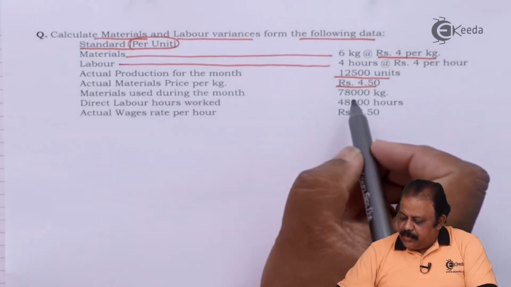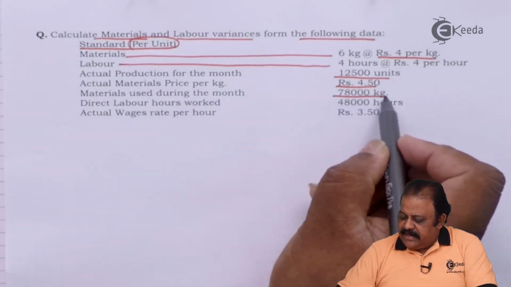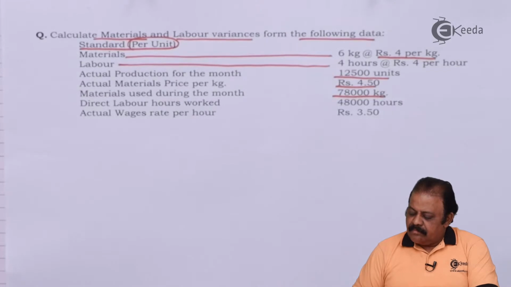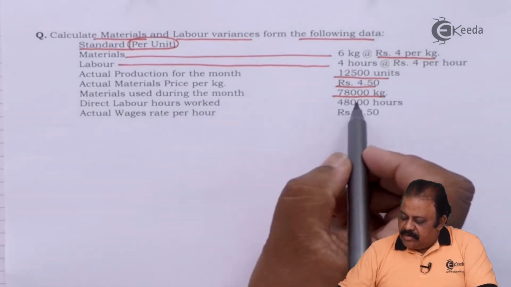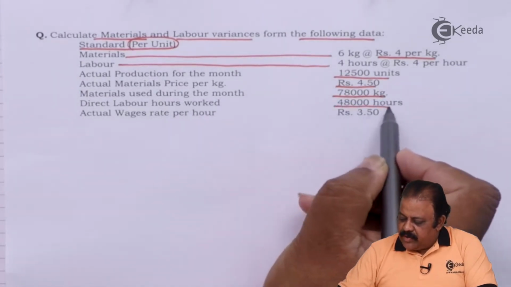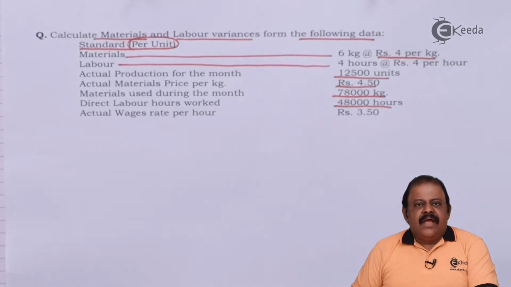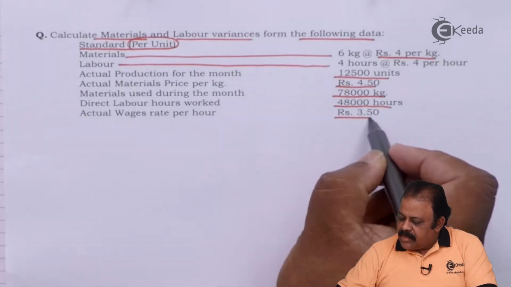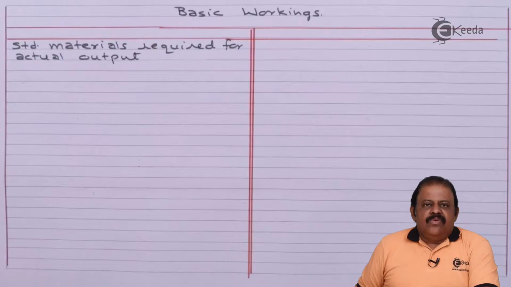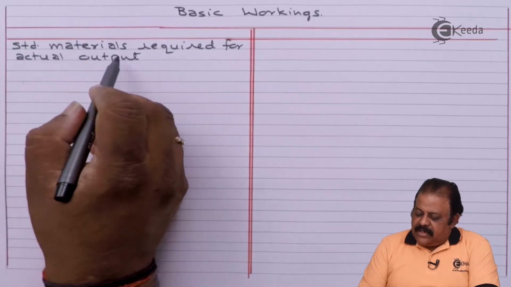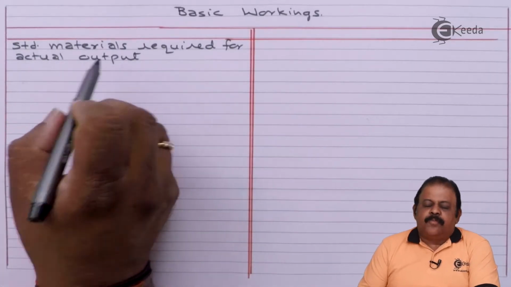Material used during the month 78,000 kg. Direct labor hours worked 48,000 hours. Actual wage rate per hour 3.50 rupees. We are required to calculate standard materials required for actual output.